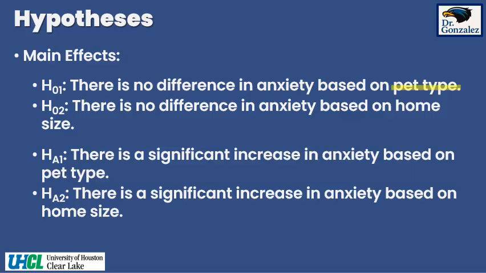Oh, I'm sorry. Let me back that up. I put all the nulls together and all the alternatives here. So we have two null hypotheses. One says there's no difference in anxiety based on pet type, and the other null says there's no difference based on the home size. And then the alternatives are that, yes, there is a significant increase in anxiety based on pet type, and here there's a significant increase in anxiety based on home size.